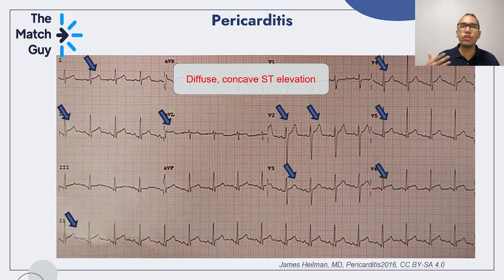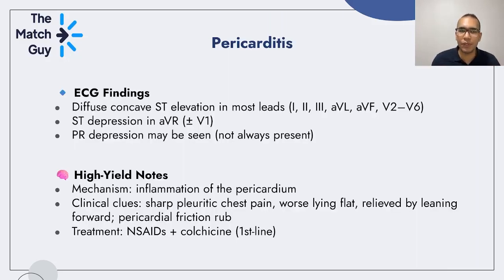Okay, so these are strong clues that this is pericarditis, and what's happening here is that the entire pericardium is inflamed, so every surface of the heart gets involved, and that's why you see widespread ST elevation there, and not just localized like the one you see in ST elevation myocardial infarction. Now, the case will be something like this. Pain, and the pain will be sharp and pleuritic, worse when lying flat, better when leaning forward, okay?